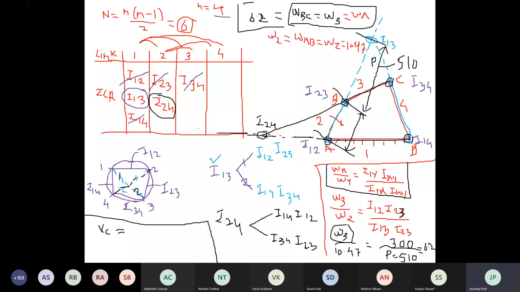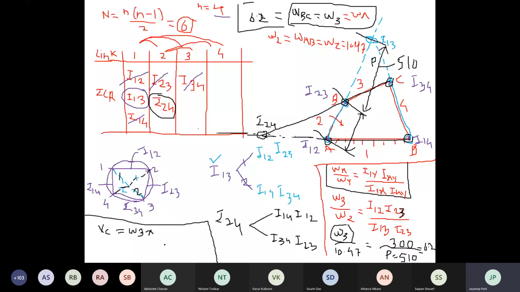Okay. Now what is the omega? You have to consider which omega, 2 or 3? 3, because C is a point on the link 3. Means omega 3 into r. कितना रहेगा यहाँ पे? R is equal to the radius of rotation of point C.